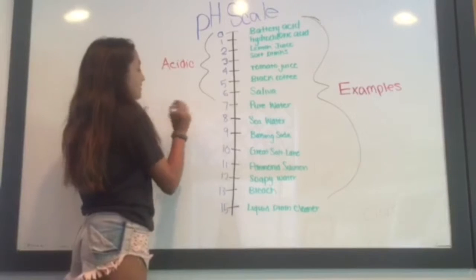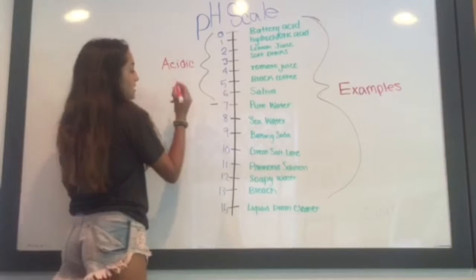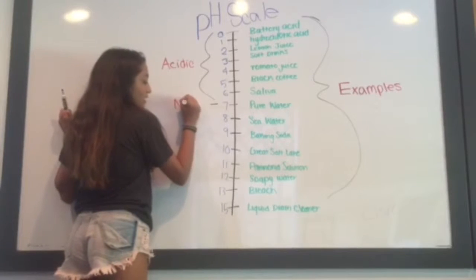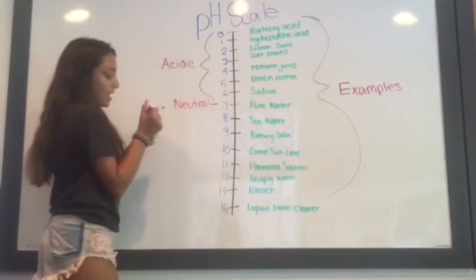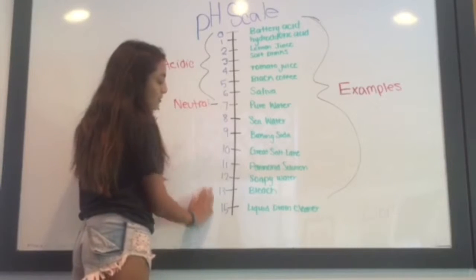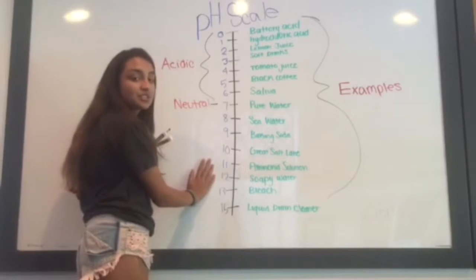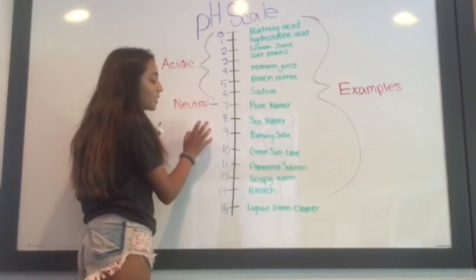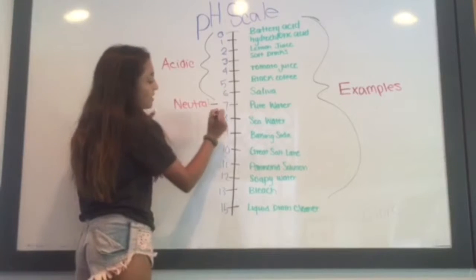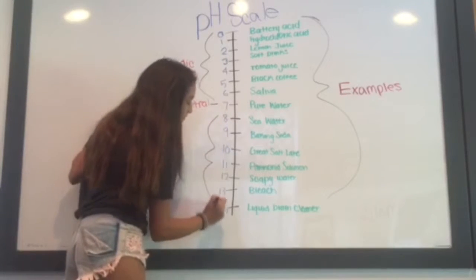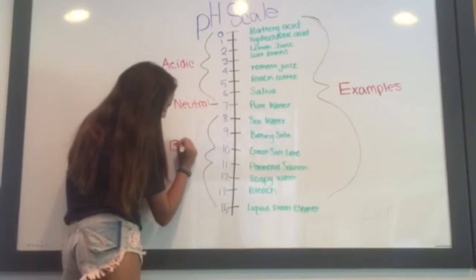Now 7 is what's known as neutral, which means it doesn't give or take any hydrogen ions. These above are called bases, or your basic or your alkaline solutions. Now they accept hydrogen ions. When they are placed in water, they will absorb the hydrogen ions. So we're going to call these basic.